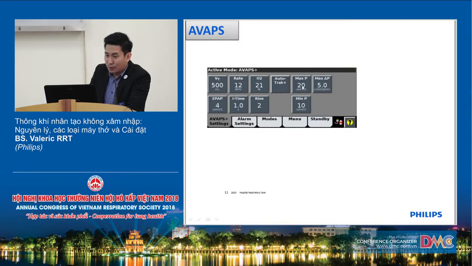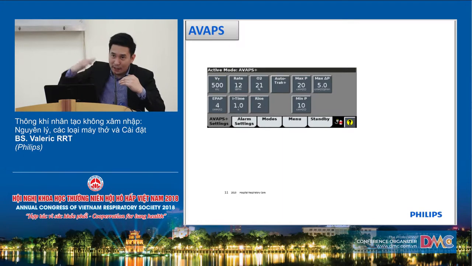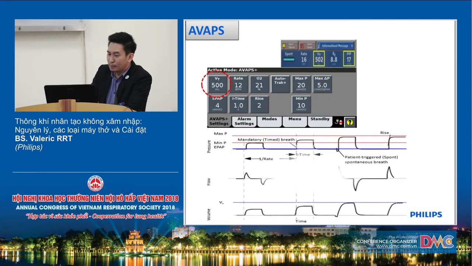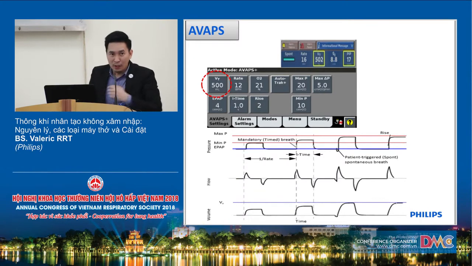But you have to set the maximum pressure and minimum pressure for the machine to automatically adjust based on your pressure setting here. For example, this one is best for OHS, obesity hypoventilation syndrome, or COPD patients. If you want to maintain the tidal volume, especially for COPD, if the compliance decreases, the CO2 level will shoot up. So if you want to maintain the tidal volume of your patient, you can use AVAPS. This one is basically targeted tidal volume.